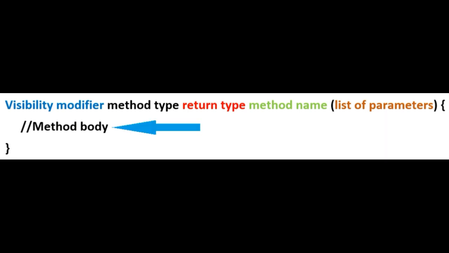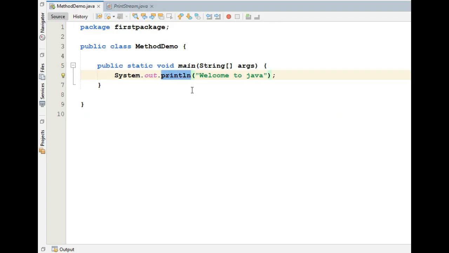After a method header, I have a method body. In a method body, we write the statements that we want to be executed. In order to execute these statements, we have to call or invoke a method. For example, in this program, we are calling the println method. Statements inside the println method will be executed, and it will display some values or some data to a computer console.